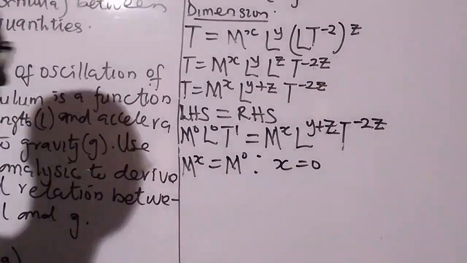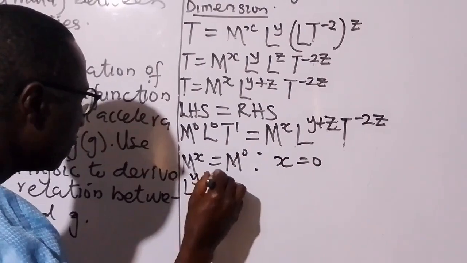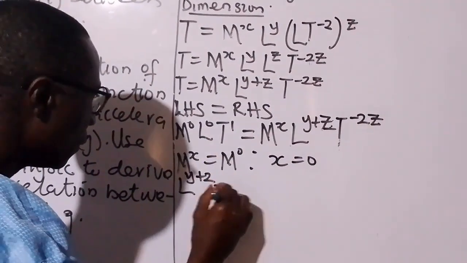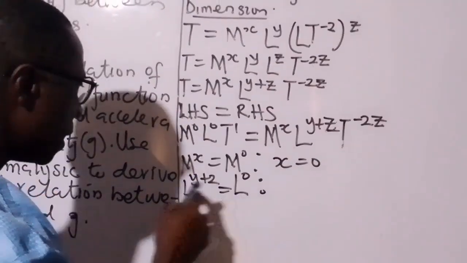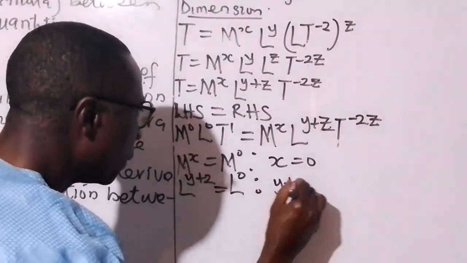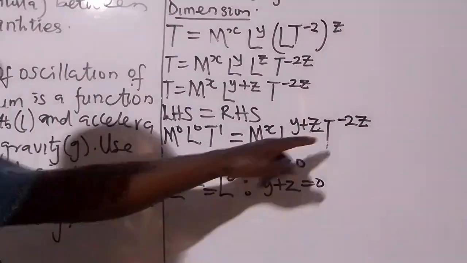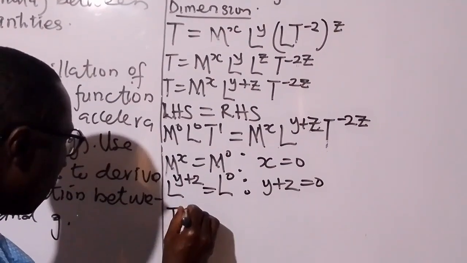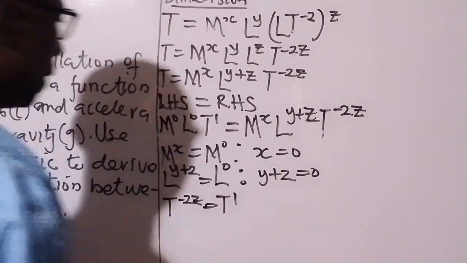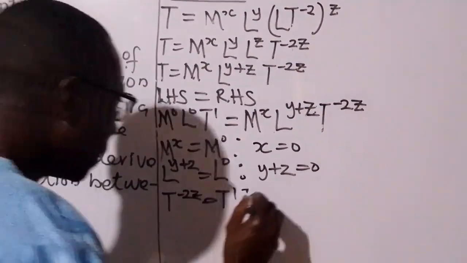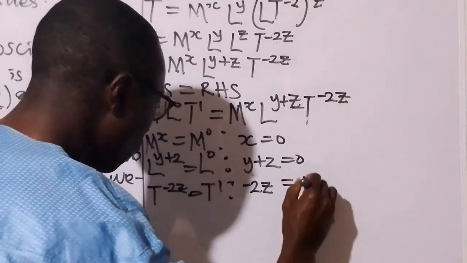Let's take L now. That will be L raised to power y plus z equal to L raised to power 0. Then we are going to have the same base, different power. y plus z is equal to 0. The next thing is T. That will be T raised to power minus 2z equal to T raised to power 1. Then this one will now give us minus 2z is equal to 1.